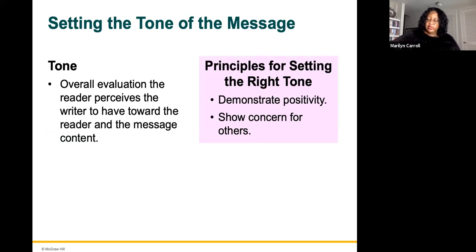Now let's talk about tone. All right, let's discuss tone. So tone is the overall evaluation the reader perceives the writer to have towards the reader and the message content.